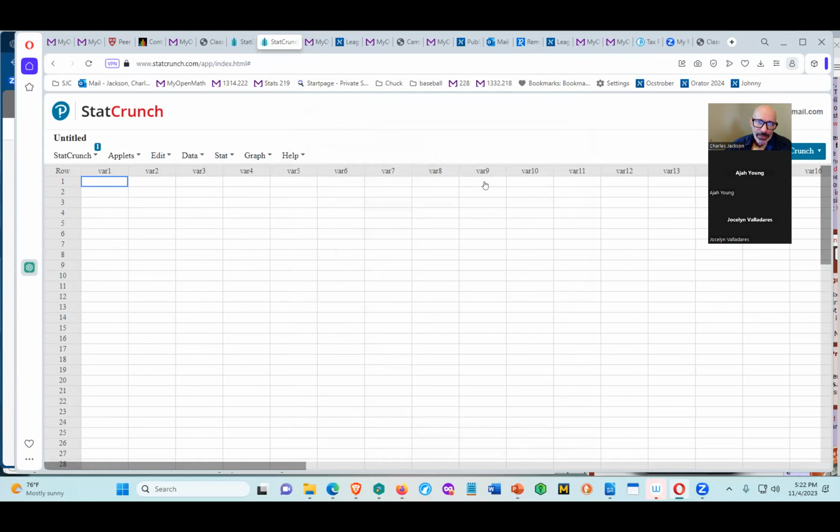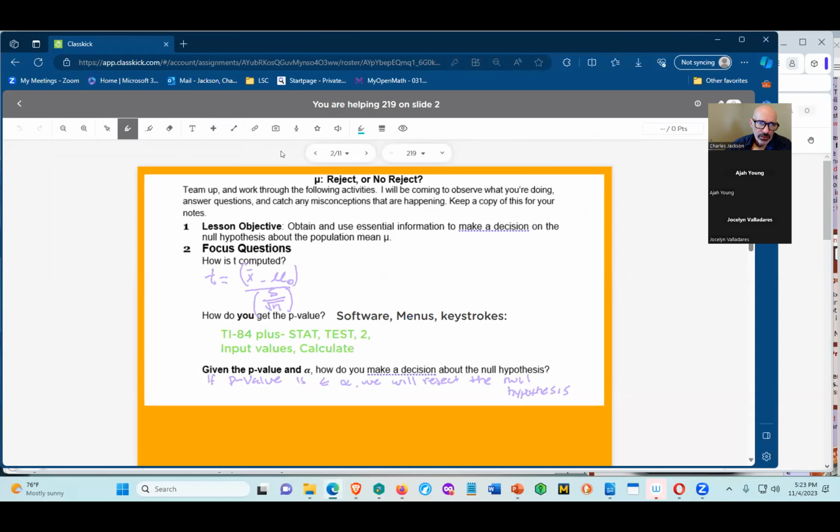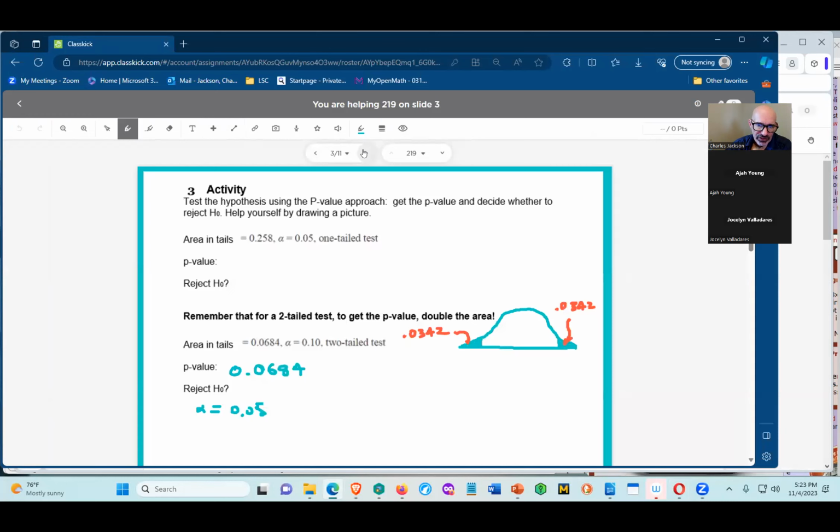So with the problems on the class kick, how would I input that on StatCrunch? Well, you don't do it for these problems. You don't really do any. Oh, okay, that's what I was confused about. Okay, the whole point is reject or no reject. It's reps on making that decision about, am I going to reject? Am I not going to reject?